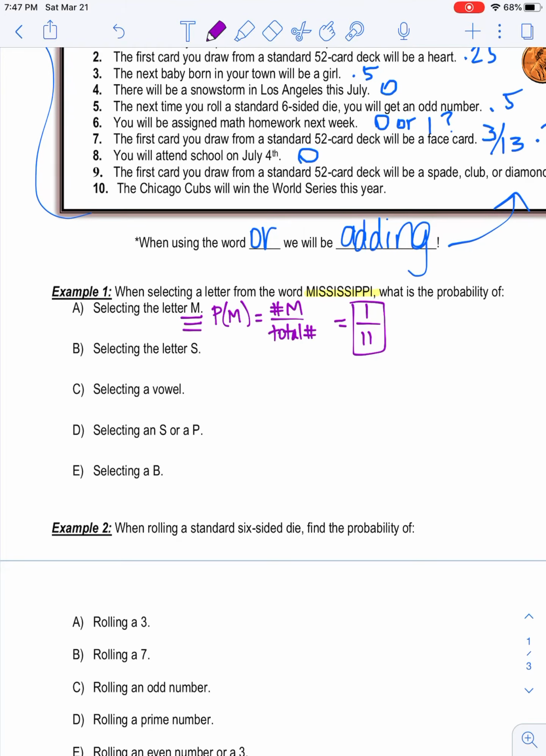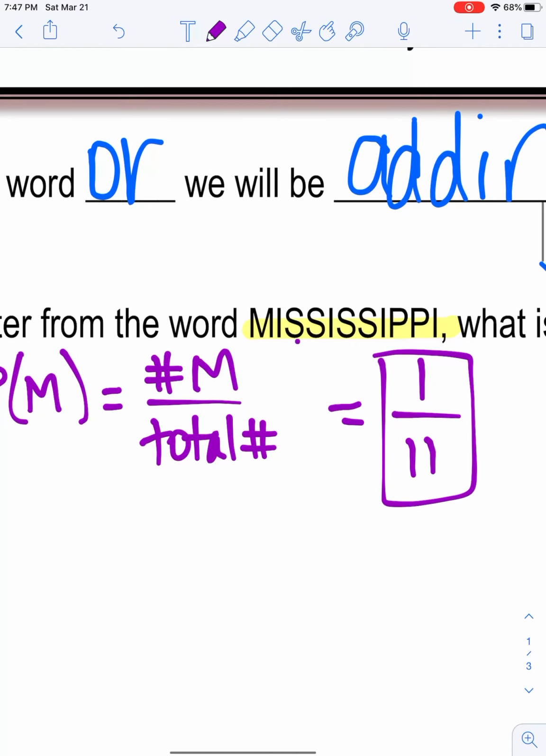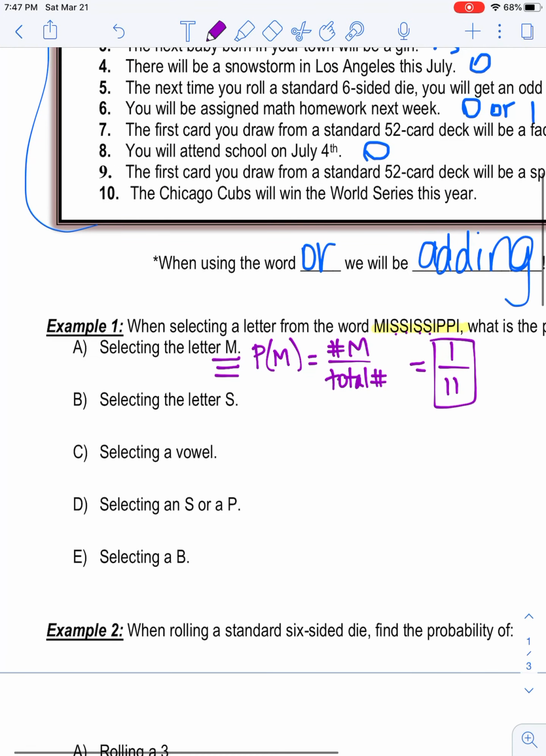Selecting the letter S. Okay, we have to count the S's here. 1, 2, 3, 4. And the total we know is 11. So my answer is, probability of getting an S is 4/11.